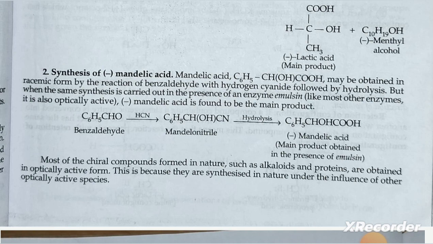Most of the chiral compounds formed in nature, such as alkaloids and proteins, are obtained in optically active form. This is because they are synthesized in nature under the influence of other optically active species.